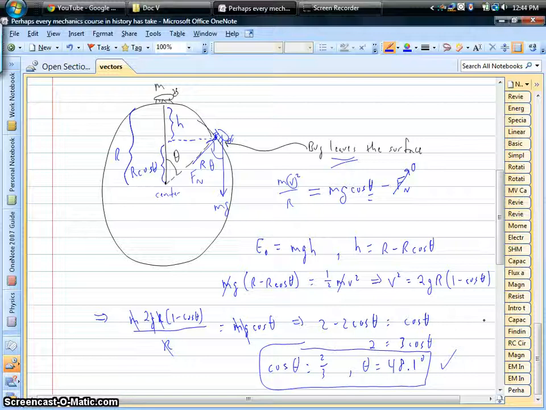Again, it's a neat little example of how some different mechanics topics are combined. We had centripetal force, we had force diagrams, we had some energy going on, and in the end we found our answer.